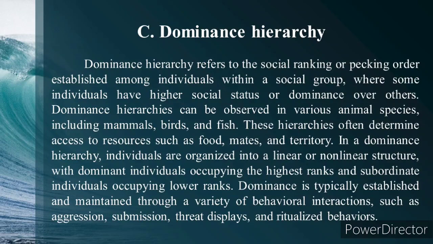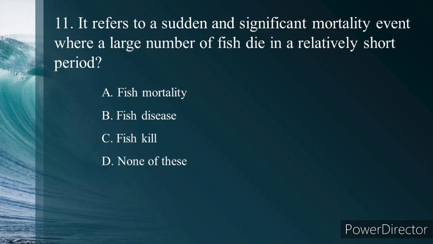Dominance is typically established and maintained through a variety of behavioral interactions, such as aggression, submission, threat displays, and ritualized behaviors. Number 11. It refers to a sudden and significant mortality event where a large number of fish die in a relatively short period. A. Fish mortality. B. Fish disease. C. Fish kill. D. None of these.